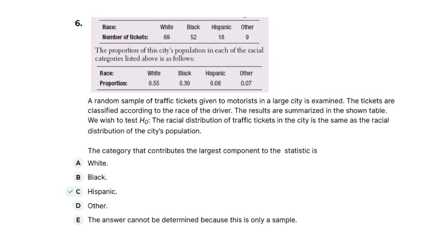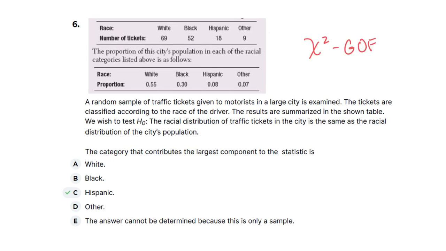For question number 6, this one was tricky. You needed to know to do a chi-squared goodness of fit test in your calculator. This was not an easy problem. You had to know to put these values, these were your proportions. We actually needed to multiply these by the total value. So the sum here was 148. You had to take each of these values and multiply by 148 in order to get your expected value list.